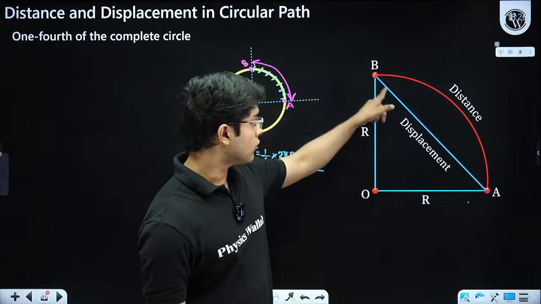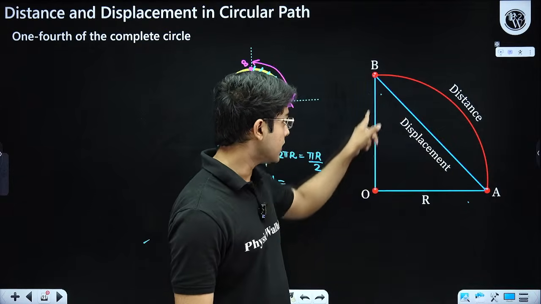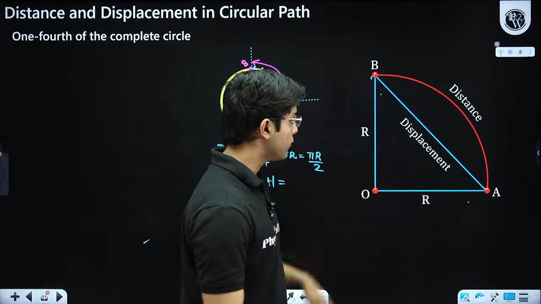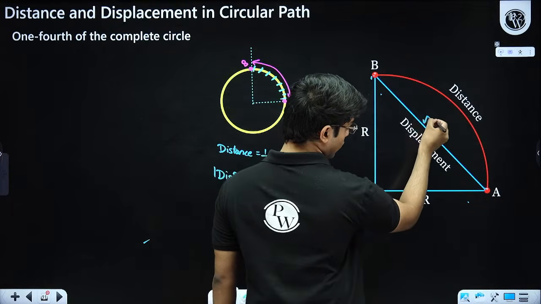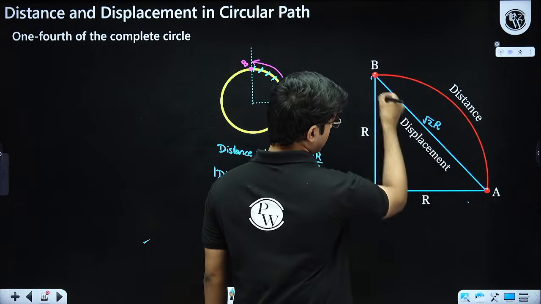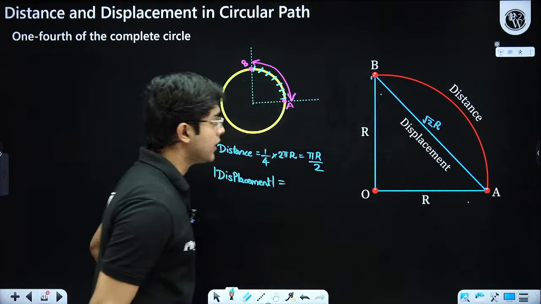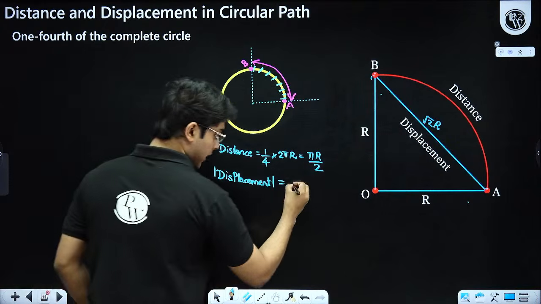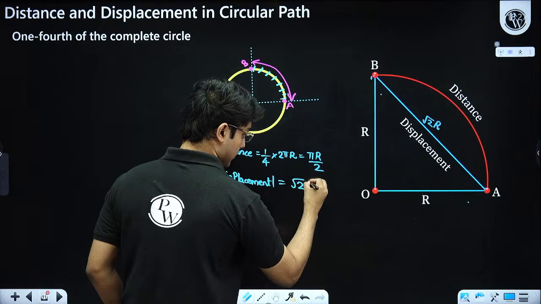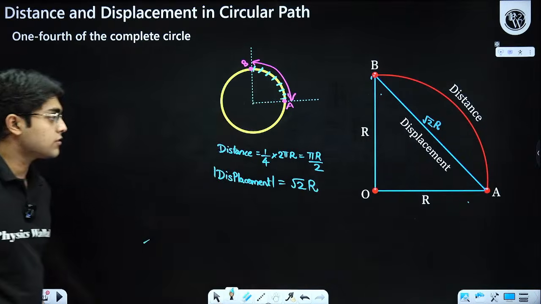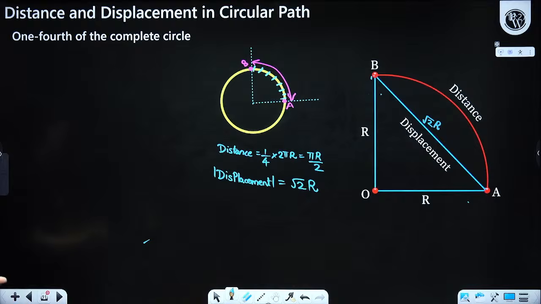So what is the length of this displacement? We can use this right triangle, right? So if you apply Pythagoras theorem, this will be √2 r in this right triangle AOB, right? So displacement's magnitude will be √2 r. Okay, so this is the first case. Yes, distance is pi r by 2, and yeah, you guys are correct, right?